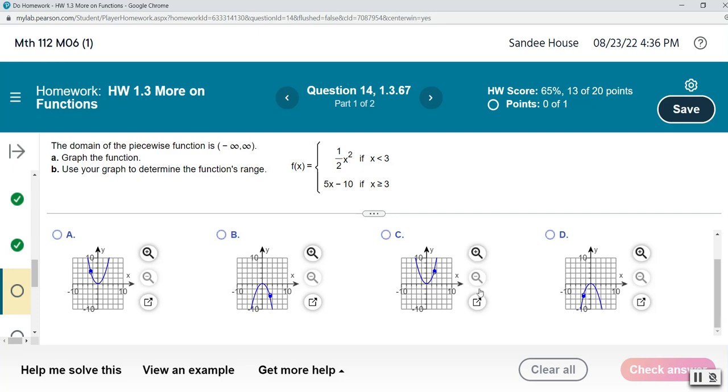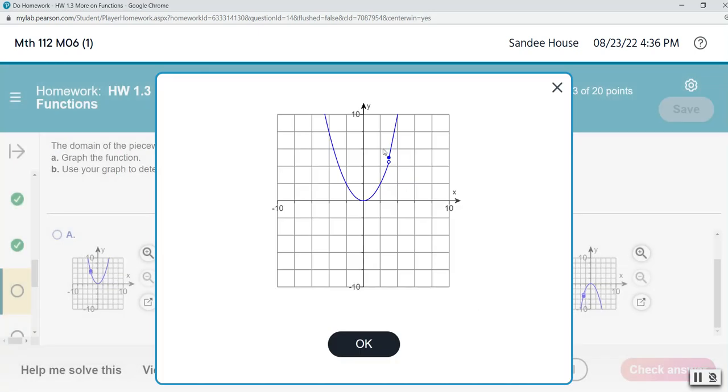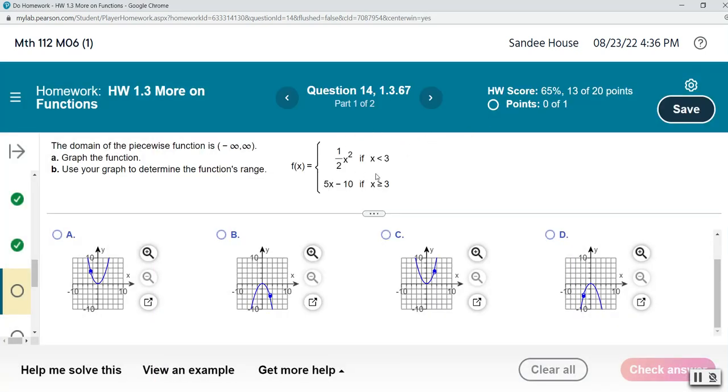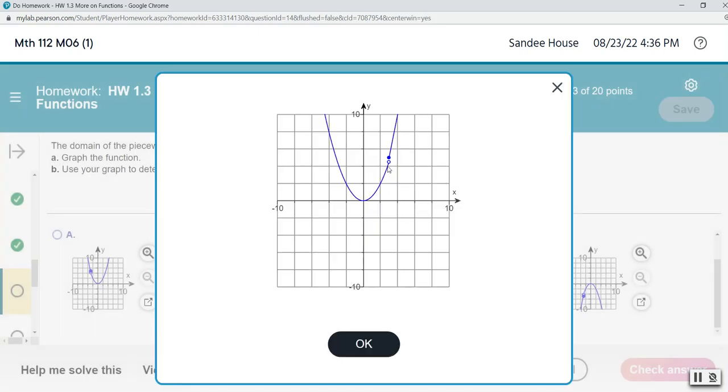Can't be B. On this one, let's see. A U shape to the left of 3. Now look, this is in 2, 4, 6, 8, 10. So 2, 3 would be right here. A U shape to the left of 3. And look, that's an open circle, not including 3. A U shape to the left of 3, not including 3. Okay, now that looks right. So far, this looks good. We've got to look at the other part, though.